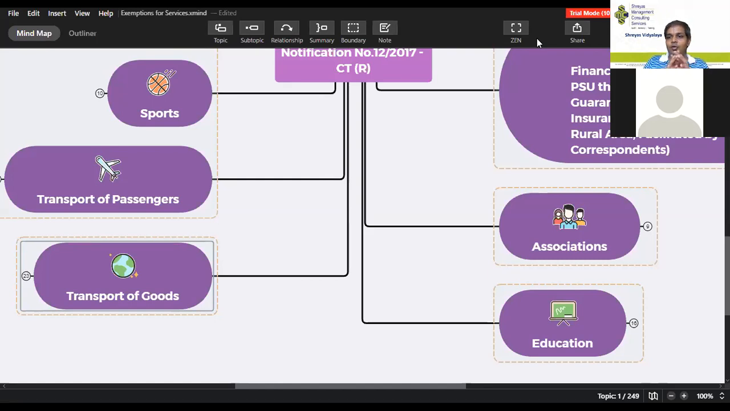Yeah, so we now have the first question. Guru Priyan has asked a question. Mr. A owns 10 lorries. He provides transportation of goods service to company A. The freight cost of the consignment is rupees 600. Whether it is taxable or exempt.